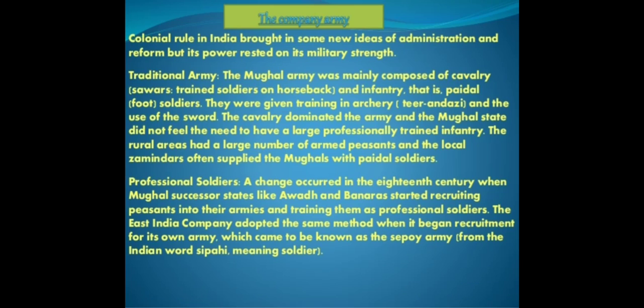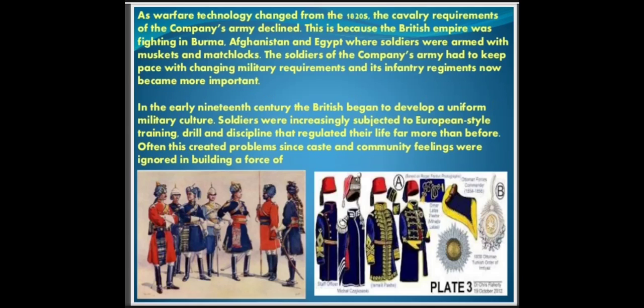The rural areas had a large number of armed peasants, and the local zamindars often supplied the Mughals with paddle soldiers. Professional soldiers. A change occurred in the 18th century when Mughal successor states like Awadh and Banaras started recruiting peasants into their armies and trained them as professional soldiers. The East India Company adopted the same method when it began recruitment for its own army, which came to be known as the Sepoy army, from the Indian word sipahi, meaning soldier.